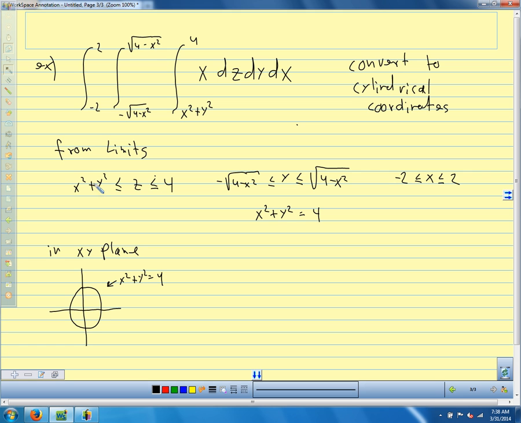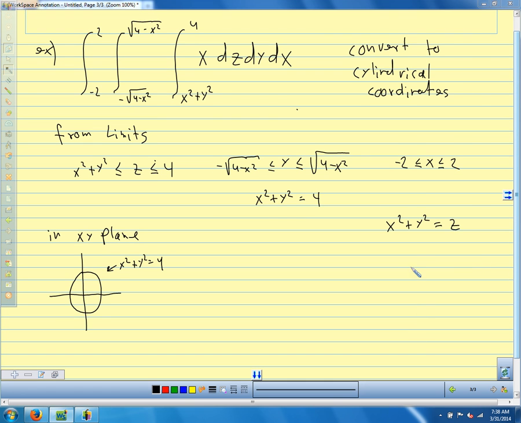These are limits on z. x squared plus y squared is less than or equal to z. What kind of surface is x squared plus y squared equals z? What is it? Paraboloid. We have parabolas in the xz plane and in the yz plane. So this is a paraboloid. So here's my paraboloid.